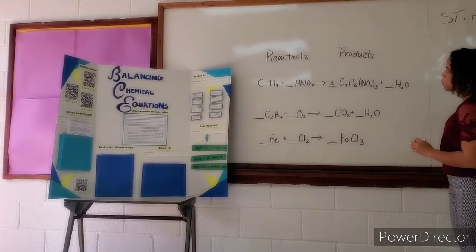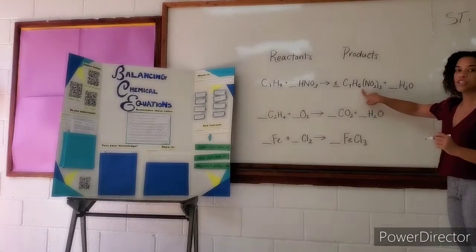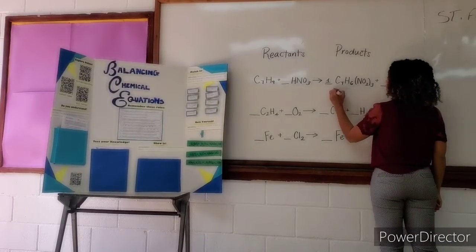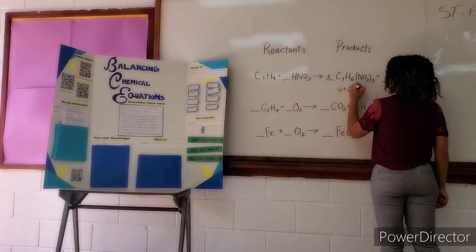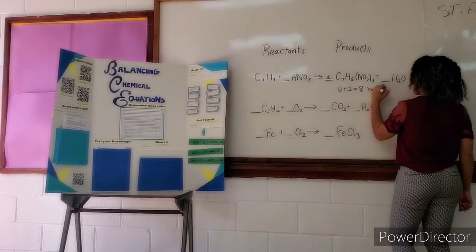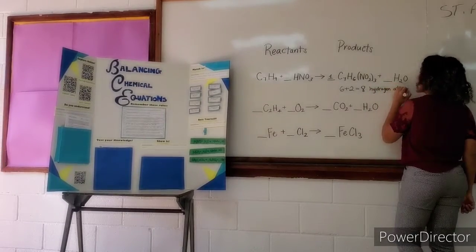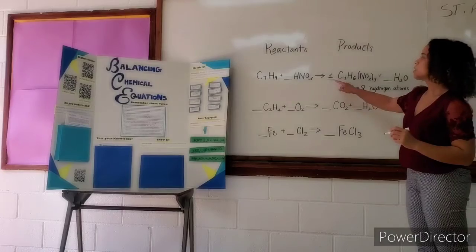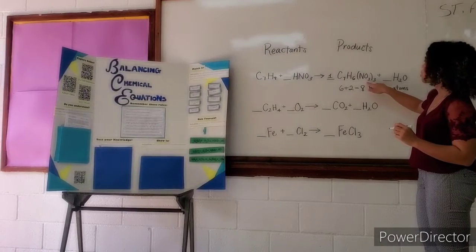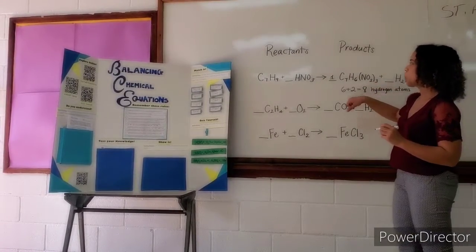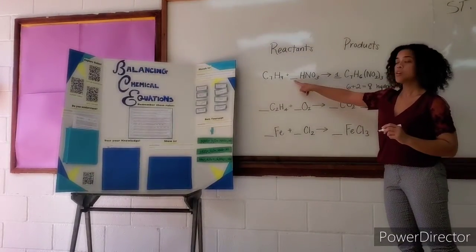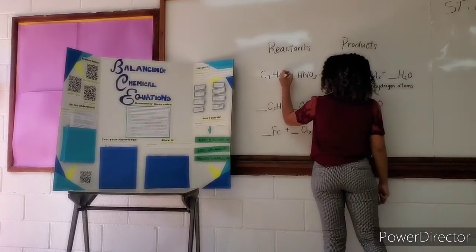So at this time, we have 6 hydrogen atoms and then we have 2 hydrogen atoms here, which will give us a total of 8 hydrogen atoms. Now, we know that we have 8 hydrogen atoms, and according to this, we have 3 nitrogen atoms. So if we want to have 3 nitrogen atoms on this side, I suggest that we put a 3 in front of this molecule.